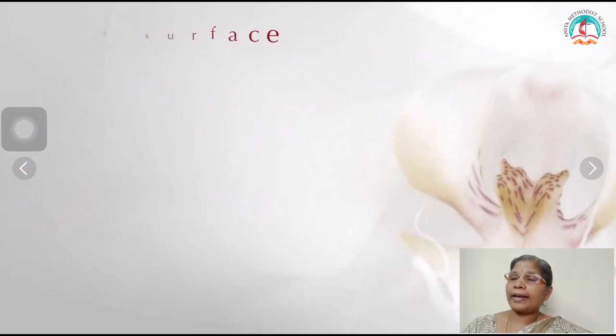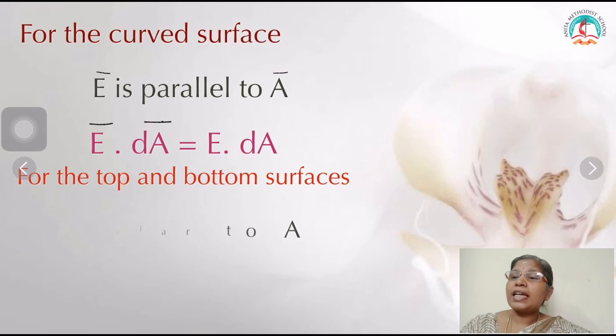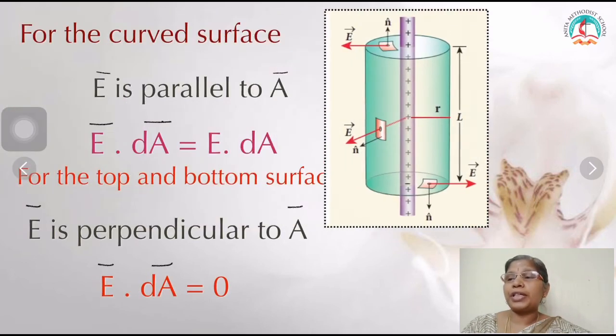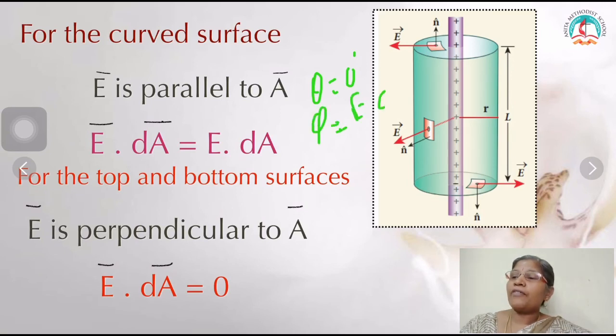Now you see the diagram. For the curved surface, how do we calculate the value? E is parallel to dA. You see here E on the curved surface: the electric field is parallel to dA. Parallel means theta is equal to 0 degrees. So the formula for flux is E dA cos theta. When theta is 0, cos theta is 1. So it is E into dA. This is for the curved surface.